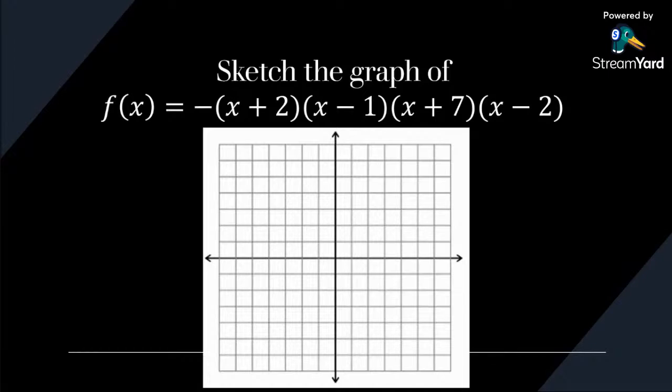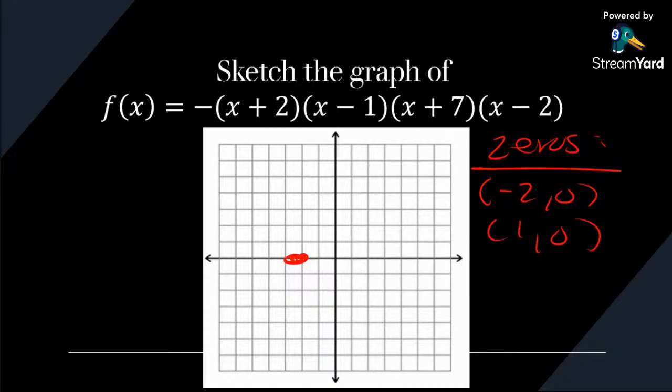All right. When we first notice this, one thing we need to find is the zeros. To find the zeros, we literally do the opposite of what we see inside our parentheses. Since we have x plus 2, that's going to be negative 2, 0 on our graph. We have x minus 1, so that's going to be 1, 0 on our graph. We have x plus 7, so that is going to be negative 7, 0 on our graph. And then we have x minus 2, so that's going to be 2, 0 on our graph, which is right there. So the first thing we want to find is our zeros.